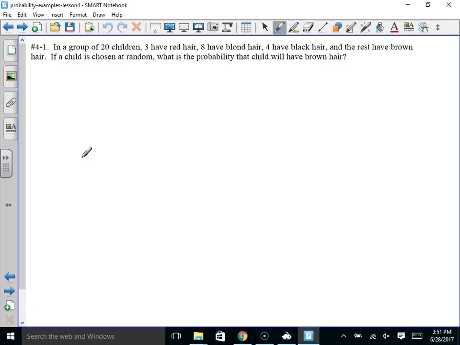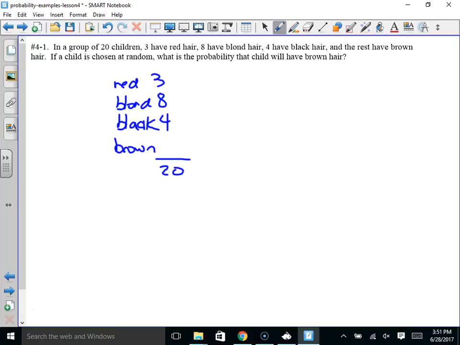All right, so maybe we can just make a little table here. We have red hair, 3 people. Blonde hair, 8 people. Black hair, 4 people, and the rest have brown hair. But we were told that there was a group of 20 children. So first of all, I think we could use just elimination here and say the remaining people have brown. We could just add these up. 8 and 3 is 11, plus 4 is 15, and that leaves 5 to be brown if we have to have 20.